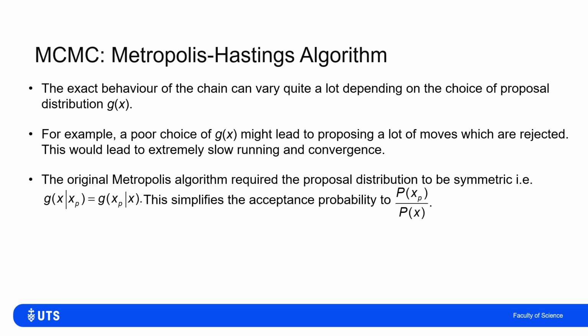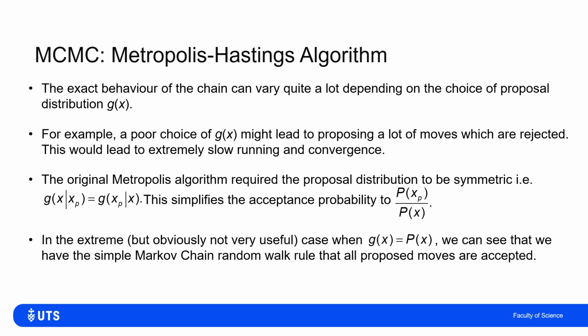Now, I said this very briefly in the previous video. The original Metropolis algorithm actually suggested that we needed an entirely symmetrical proposal distribution, i.e. g of xp given x and g of x given xp. So proposing going from x to xp was just as probable as going xp to x. And in that case, it simplified the acceptance probability calculation.